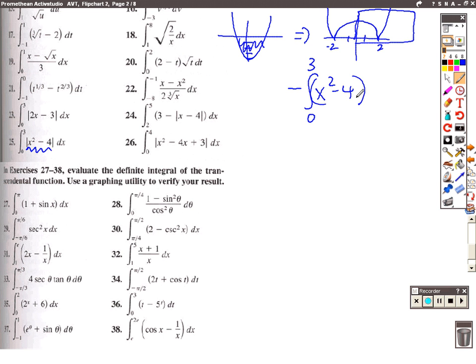Now the reason I'm doing opposite of, remember that area was negative, but now I want to pick it up as positive. And then I'm going to go from, oh, I'm sorry, that would be 0 to 2, stopping right there. And then I'm going to pick up 2 to 3 of x squared minus 4.